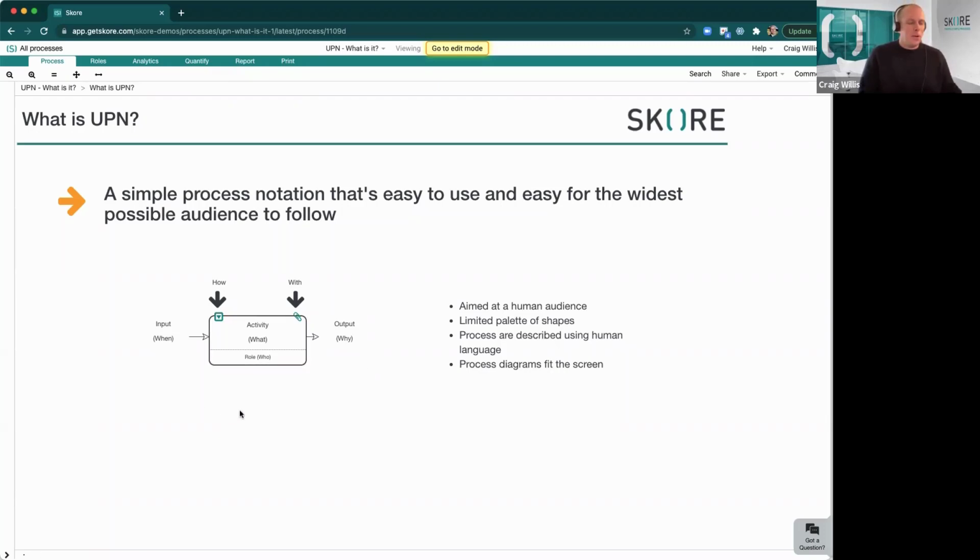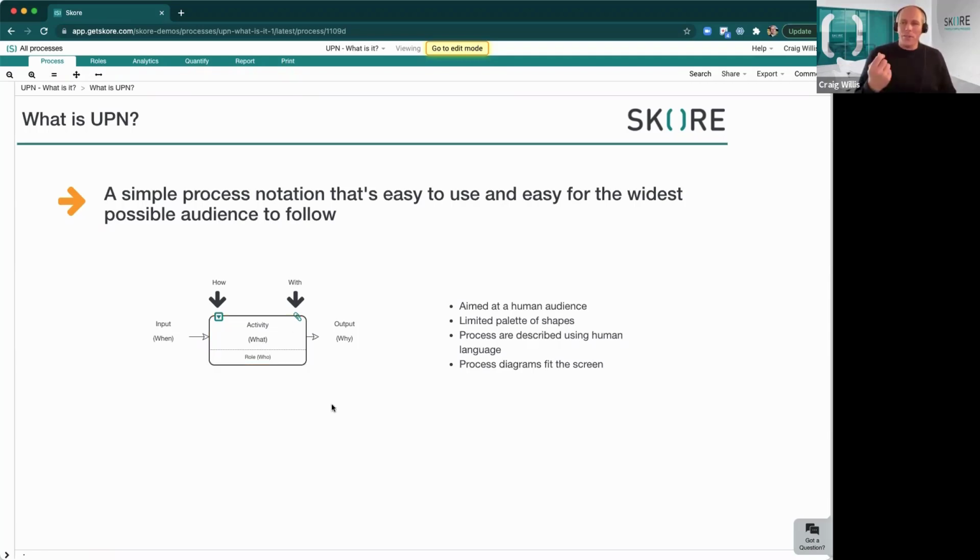What also makes up UPN is the ability to take an activity in a process and drill down into the detail to decompose it into more detail. And that often gets called the how. So this is the activity, what we're going to do, and if I want to know how to do it, I drill down into more detail to explain that.